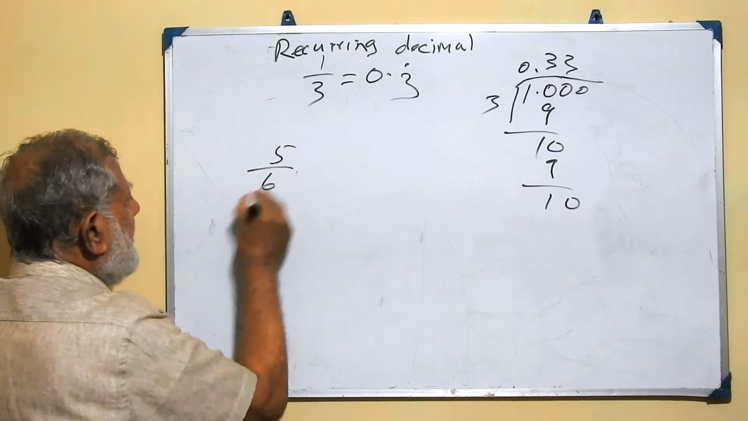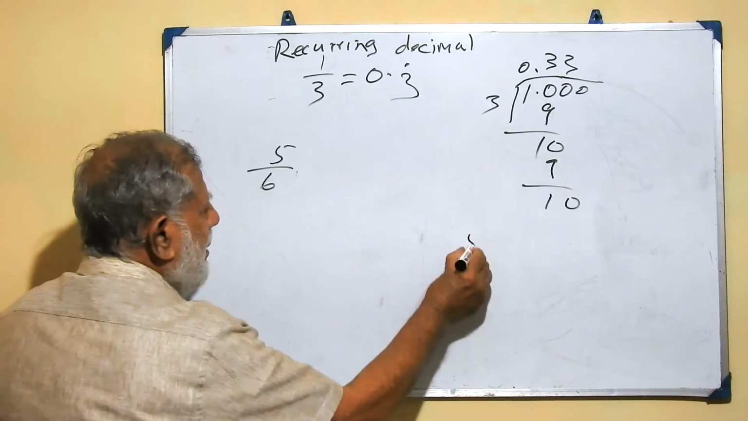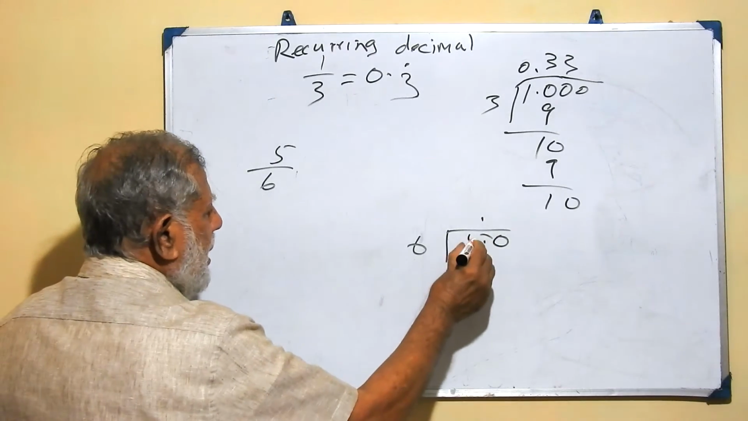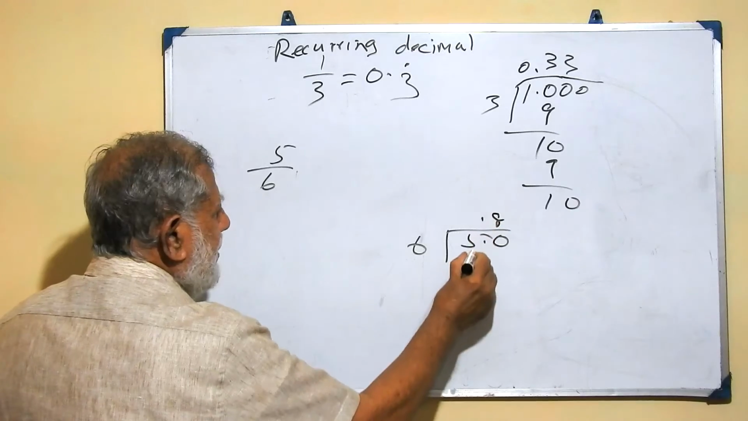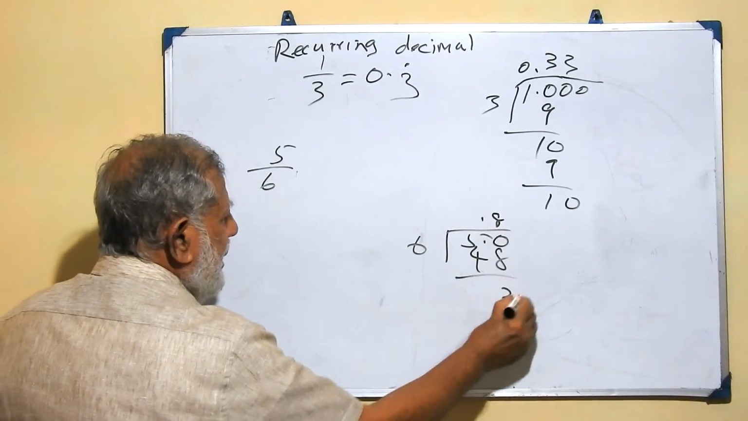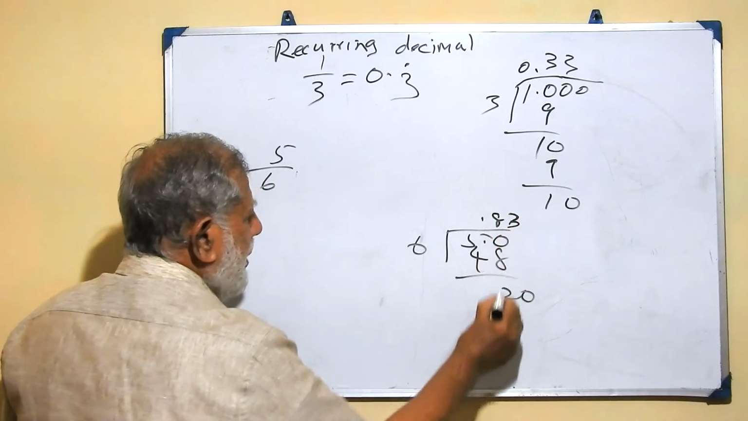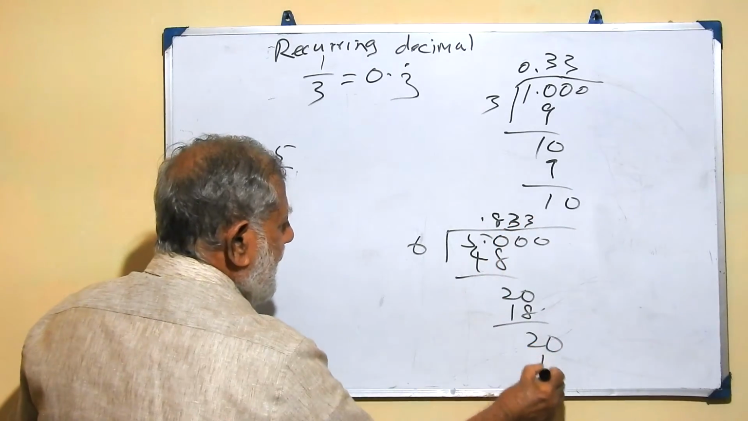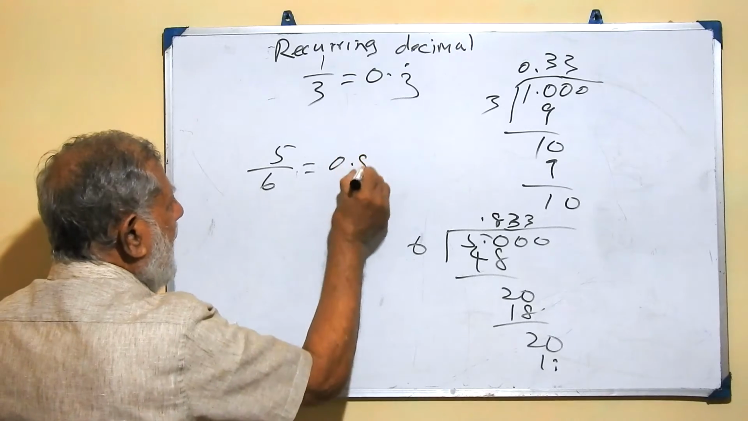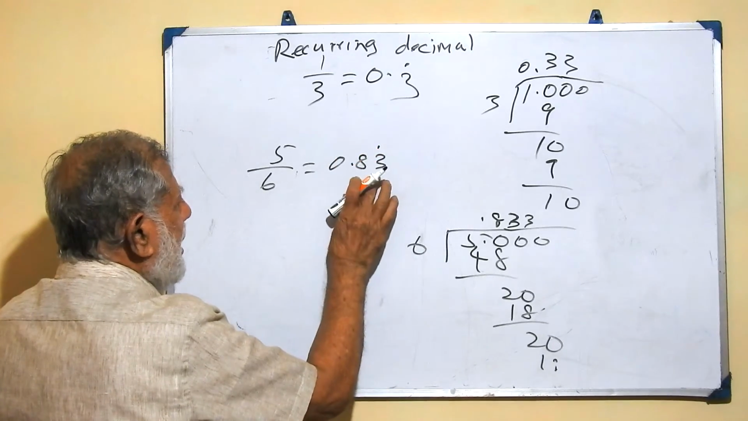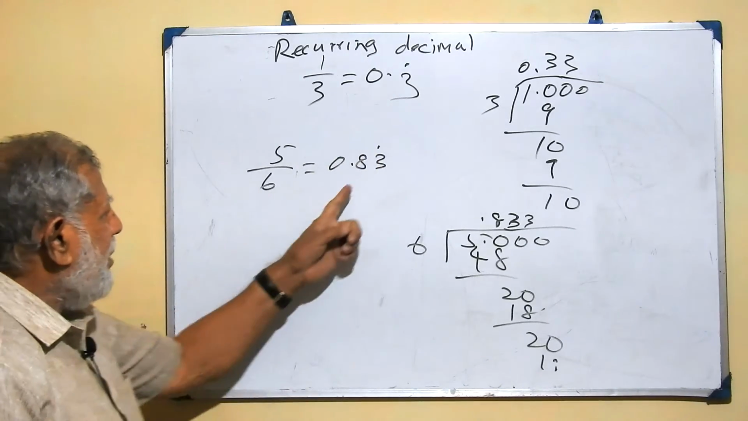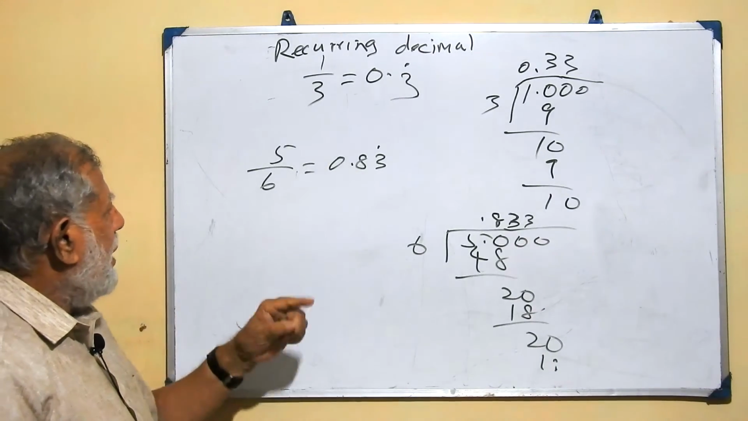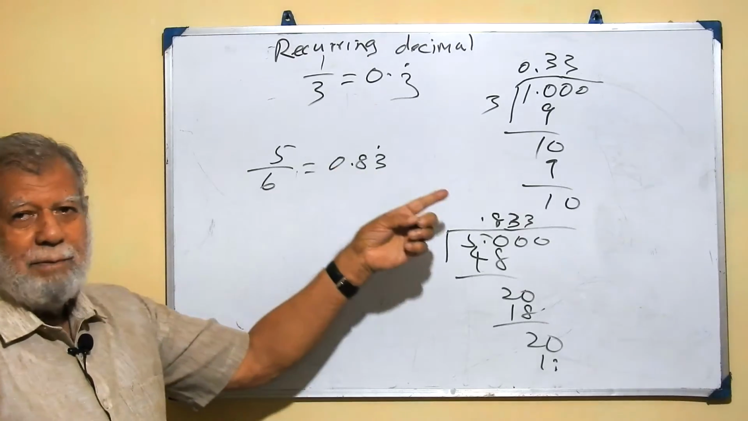Look at this one. We'll have 5 upon 6. We have to divide 5 by 6. So decimal there. 50. 6 8s are 48. Then 20. 6 3s are 18. Then again 20, and then again 3, 20. So it is continuing how? 0.8, and 3 is continuing. So we put the dot, the recurring dot, above 3. We don't put it above 8, we put it above 3. So here the recurring number is 3. So 5 upon 6 is equal to 0.83 recurring.